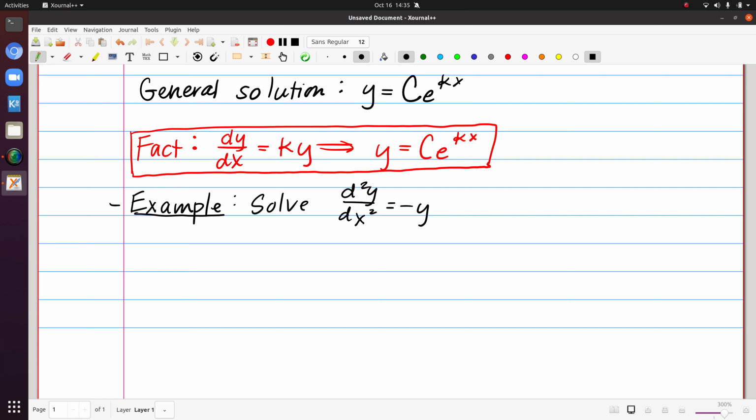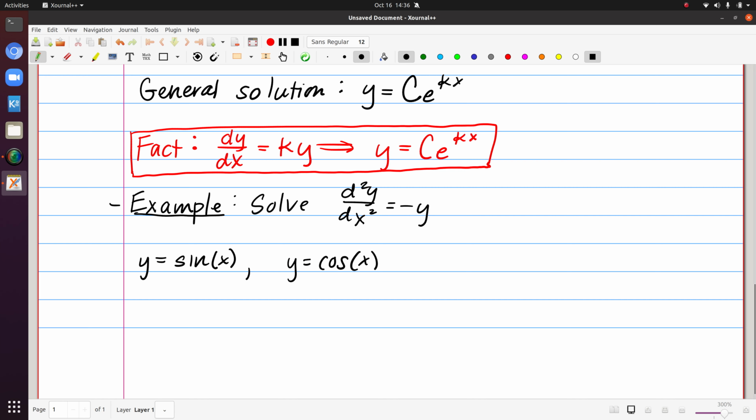But if you think about our functions we deal with often, one possible example would be sine of x. If I take the derivative of that twice, I end up with minus sine. Likewise, cosine of x would work. So we can come up with some possible solutions just by thinking about the structure of that.